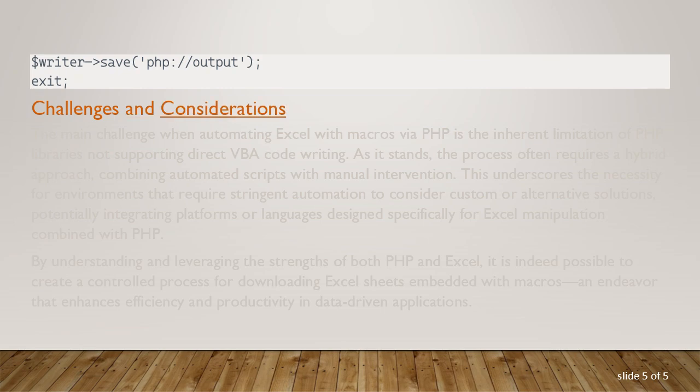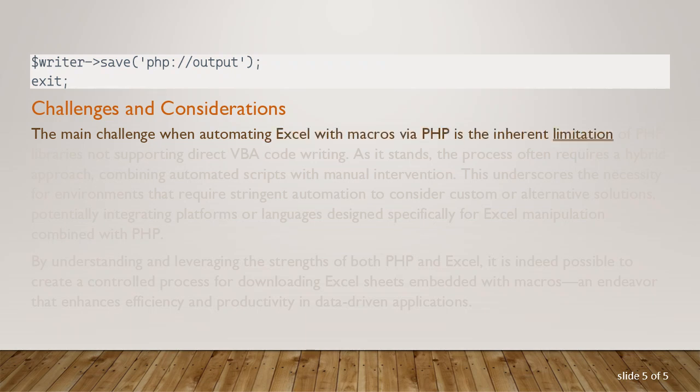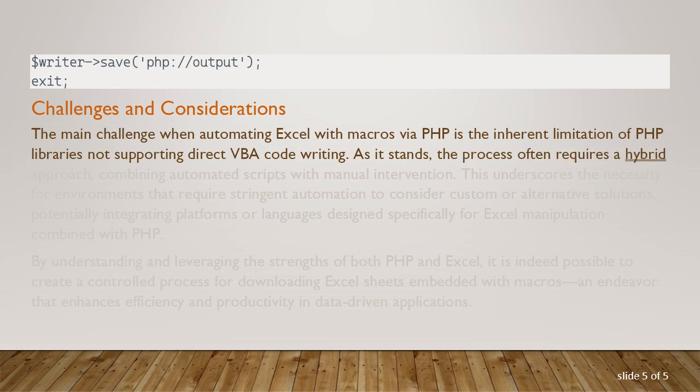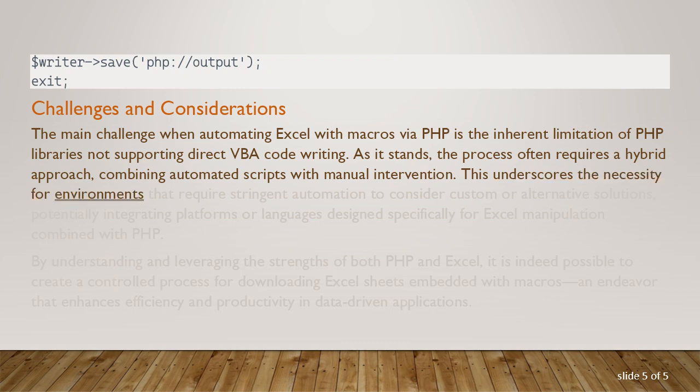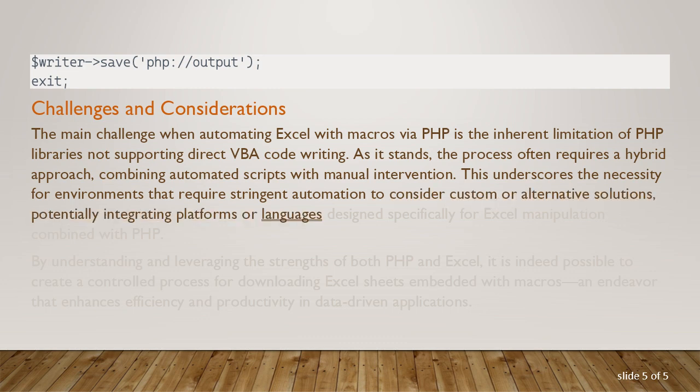Challenges and considerations. The main challenge when automating Excel with macros via PHP is the inherent limitation of PHP libraries not supporting direct VBA code writing. As it stands, the process often requires a hybrid approach, combining automated scripts with manual intervention. This underscores the necessity for environments that require stringent automation to consider custom or alternative solutions, potentially integrating platforms or languages designed specifically for Excel manipulation combined with PHP.